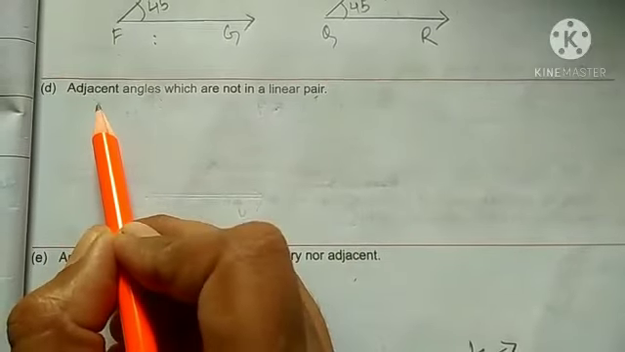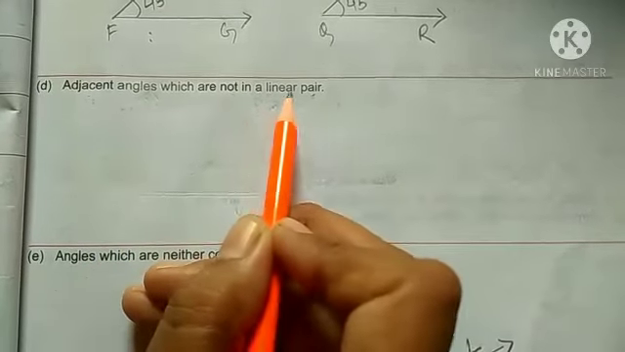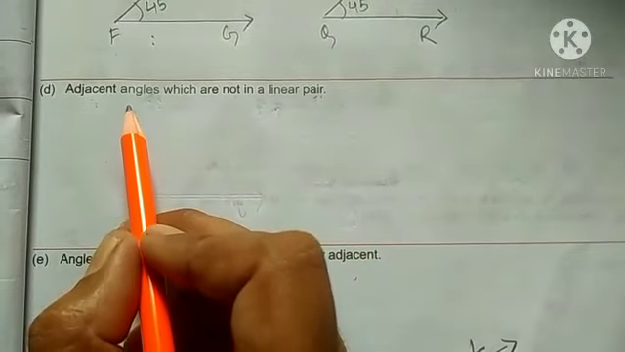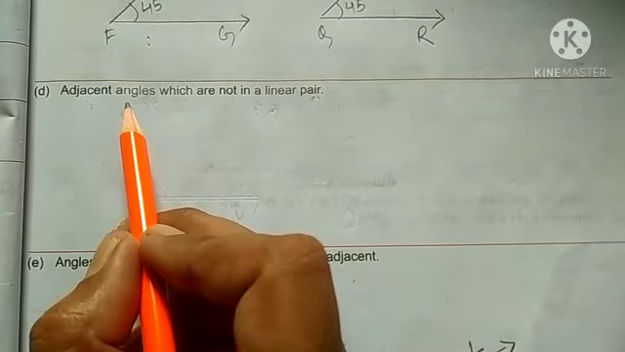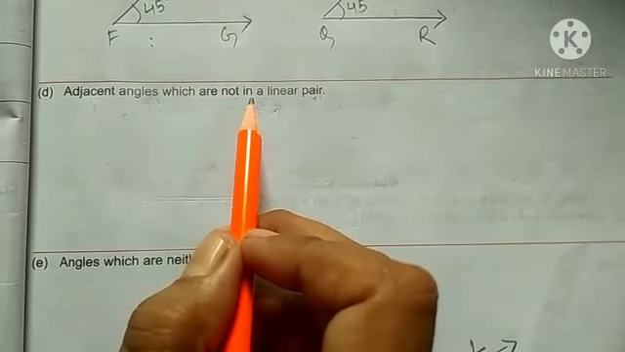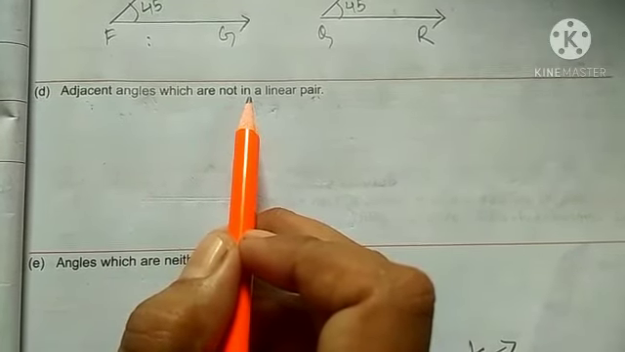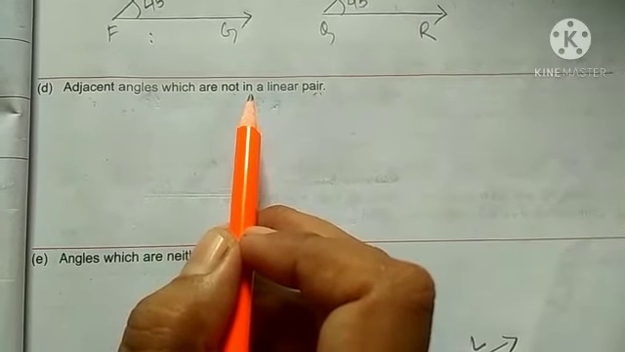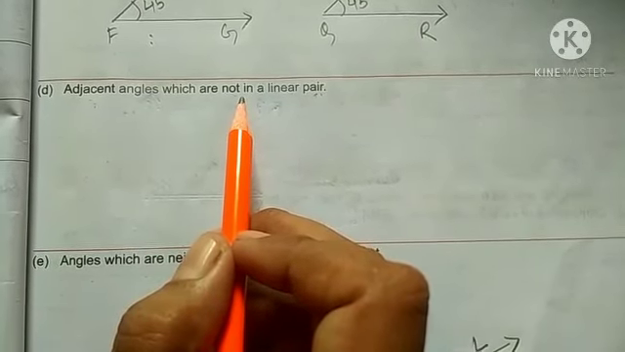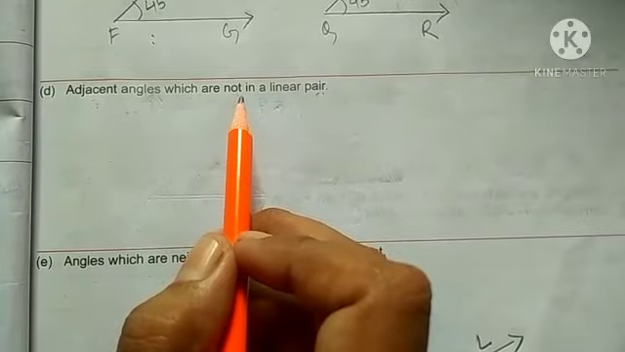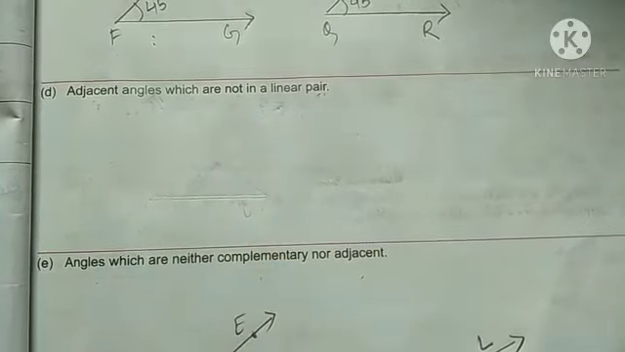Next question, adjacent angles which are not in a linear pair. Now here you have to draw the adjacent angle, but that adjacent angle should not be a linear pair angle. Clear? Linear pair angles are always supplementary angles. So we have to draw the adjacent angle in such a way that it does not form a linear pair.